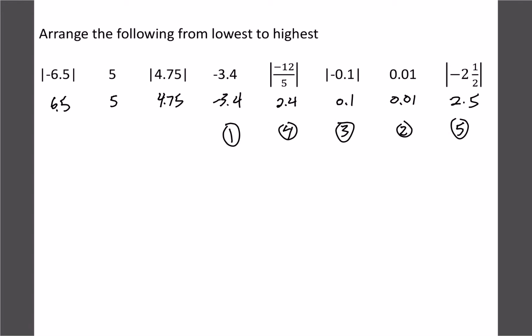Then 2.5. Then 4.75, then the 5, and then last the 6.5. So they're pretty easy to order. Just do each one separately and then compare.